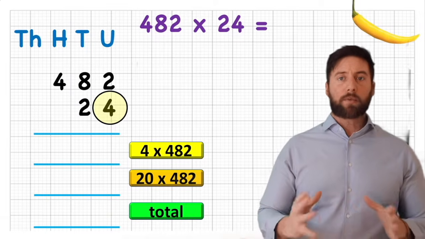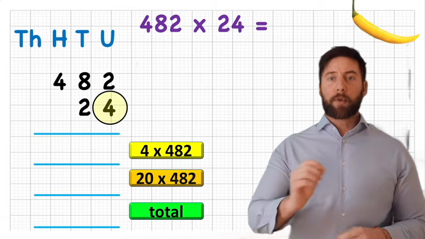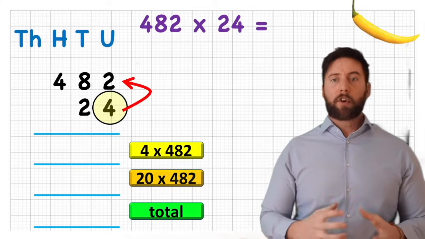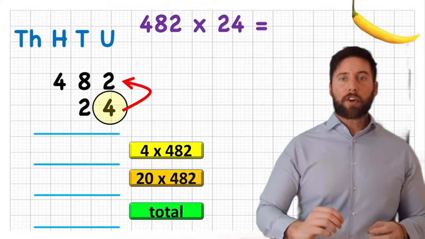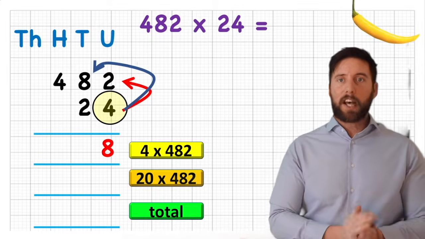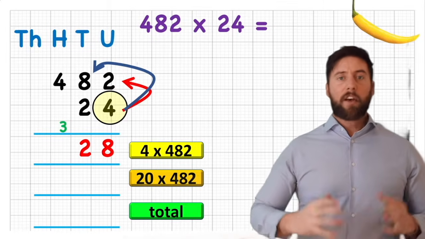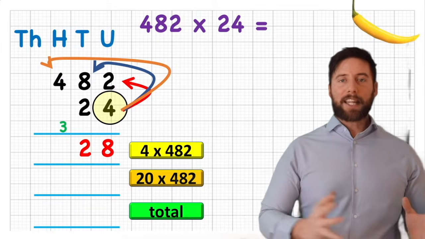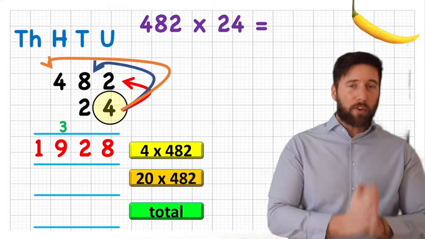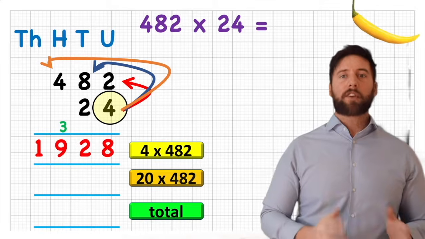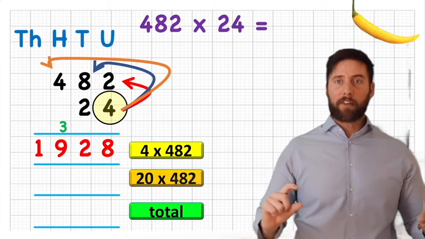So 482 times 24. Start at our smallest value, and we're going to start with the 4 times 2. 4 times 2 is 8. Then we're going to move across. 4 times 8 is 32. Add 3 across into my hundreds column and 2 into my tens. Good. 4 times 4 is 16. Add the 3, 19. So my answer to 482 times 4 is 1928 and completes that first row.